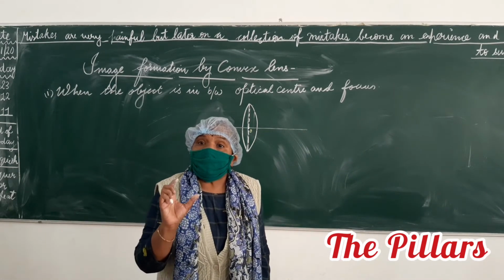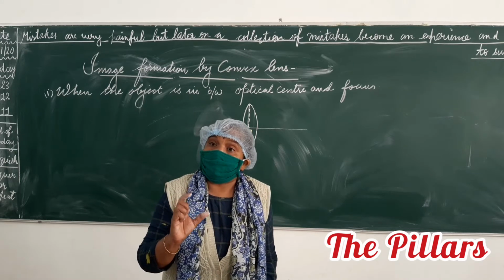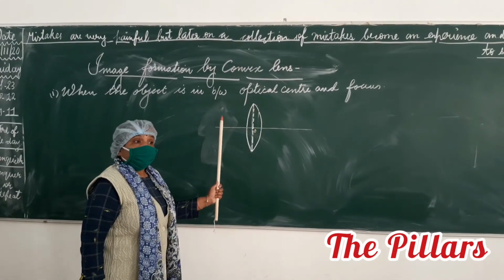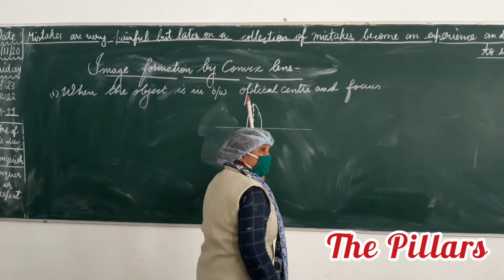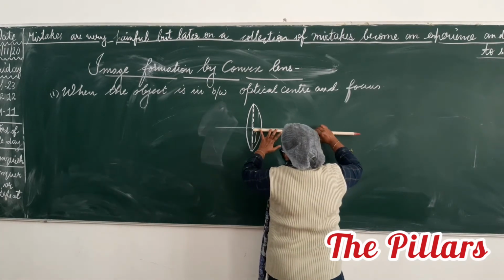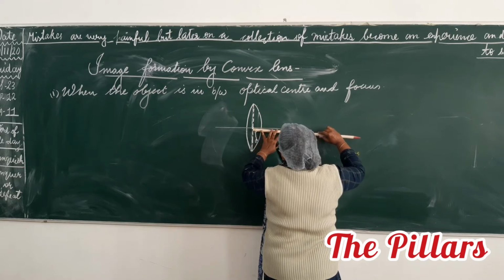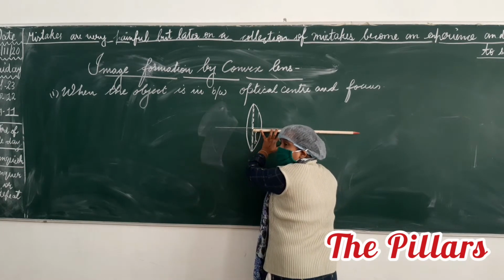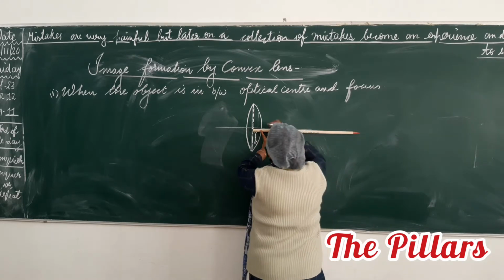Where is the object? Between optical center O and focus. Now tell me one thing. Where will you keep the object? This side or this side? To the left side of the lens. Now what should you do? Take your ruler and measure some distance. Say 10 centimeter. Mark it.